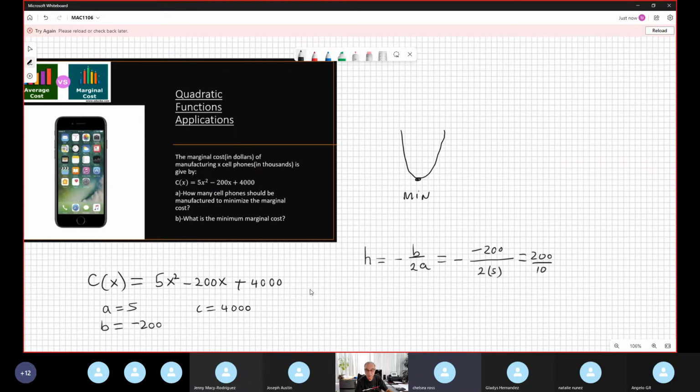H is 20. 20 what? Dollars? Is it 20 alone? Is it 20,000? What is the unit? What is the interpretation? What is H? Remember, in any quadratic function, we have two variables: the independent variable, in this case X, the cell phones in thousands, and cost, which is money. I suppose that this is money, and this is not money, it's cell phones.